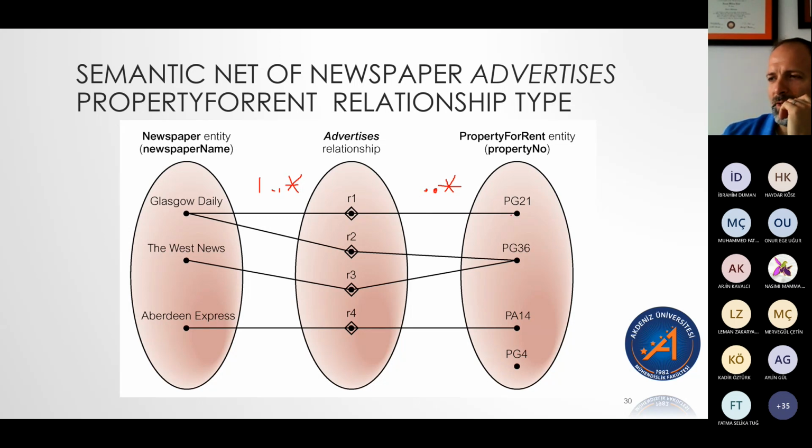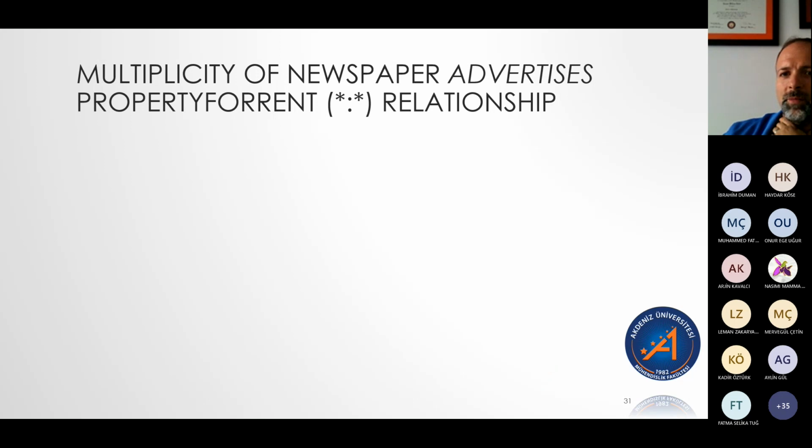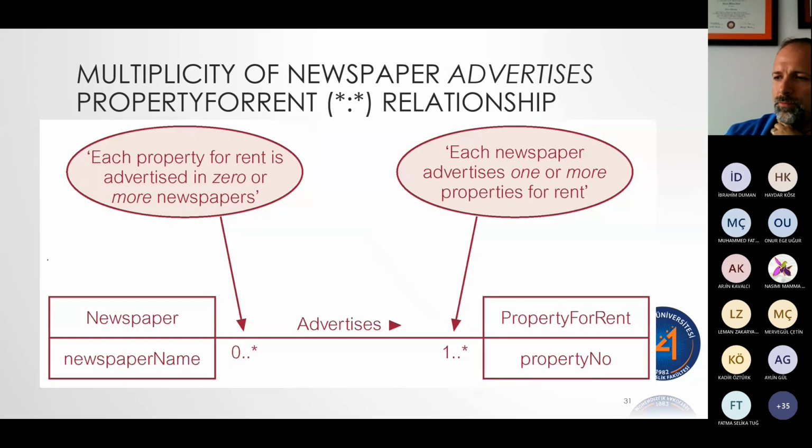A property must be advertised in how many newspapers? What's the minimum number of newspapers that we can advertise a property in? All right, 0. So if we look at our ER model for this, here we say a newspaper advertises 1 or more properties. A property is advertised in 0 or more newspapers.